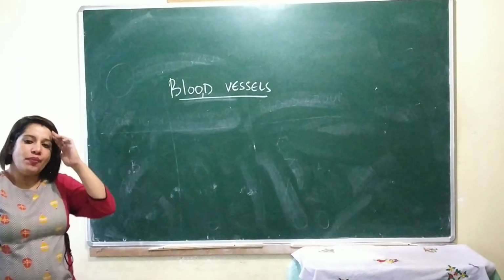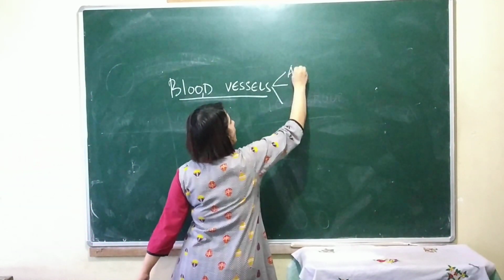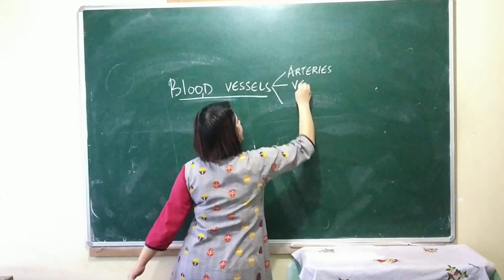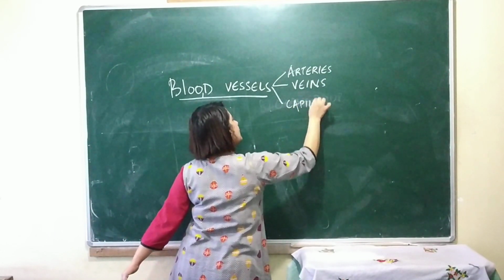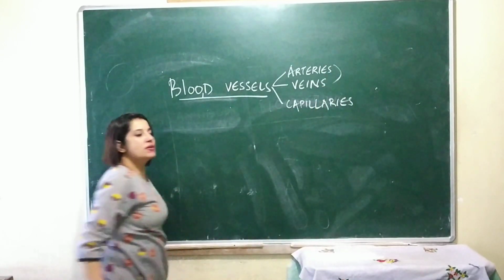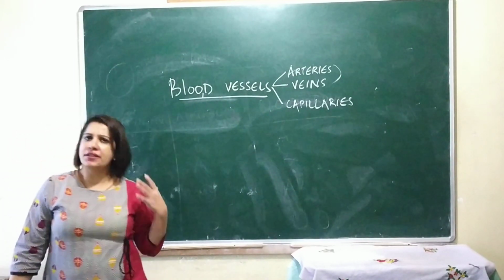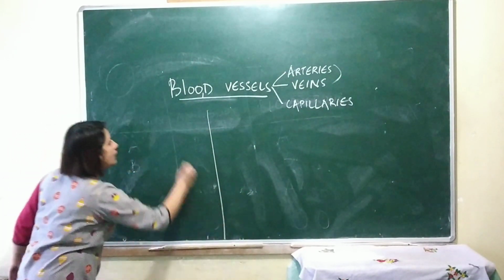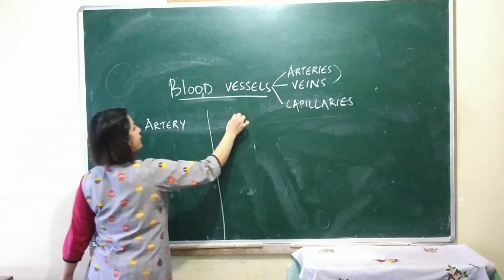Now, in our body, there are three types of blood vessels: arteries, veins, and capillaries. Let's discuss arteries and veins first, because the artery and vein are just opposite of each other. Artery and a vein.